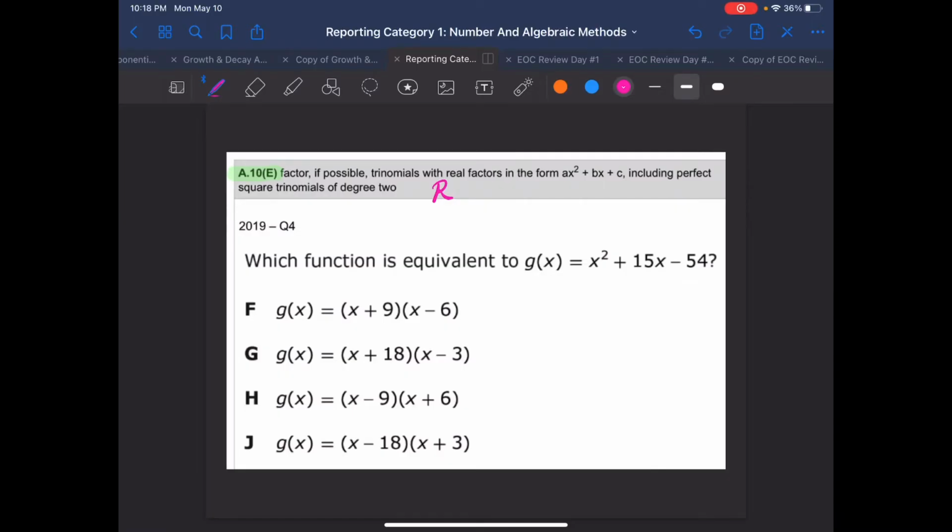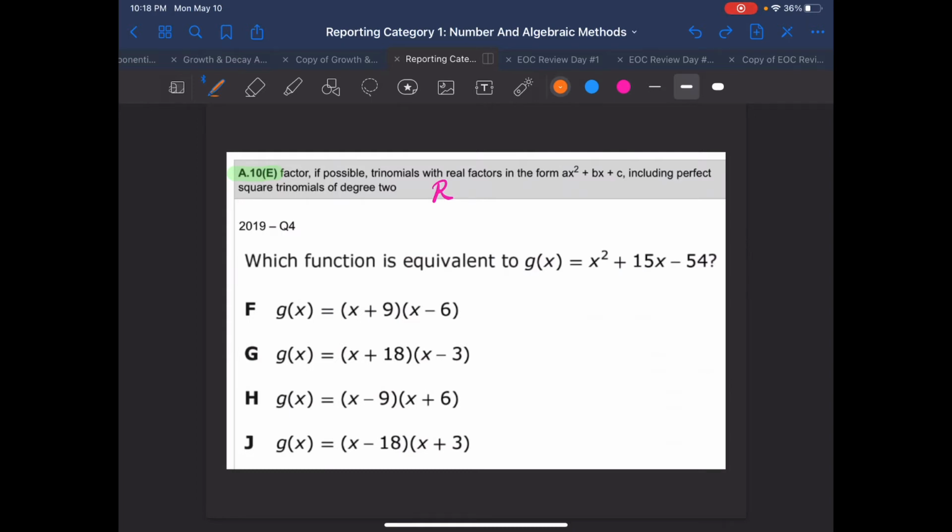For 8.10e, you will factor, if possible, trinomials with real factors in the form ax squared plus bx plus c, including perfect square trinomials of degree 2. So for the following question, which function is equivalent to g of x? And g of x is equal to x squared plus 15x minus 54. And if you look at the answer choices, we basically have to factor g of x.